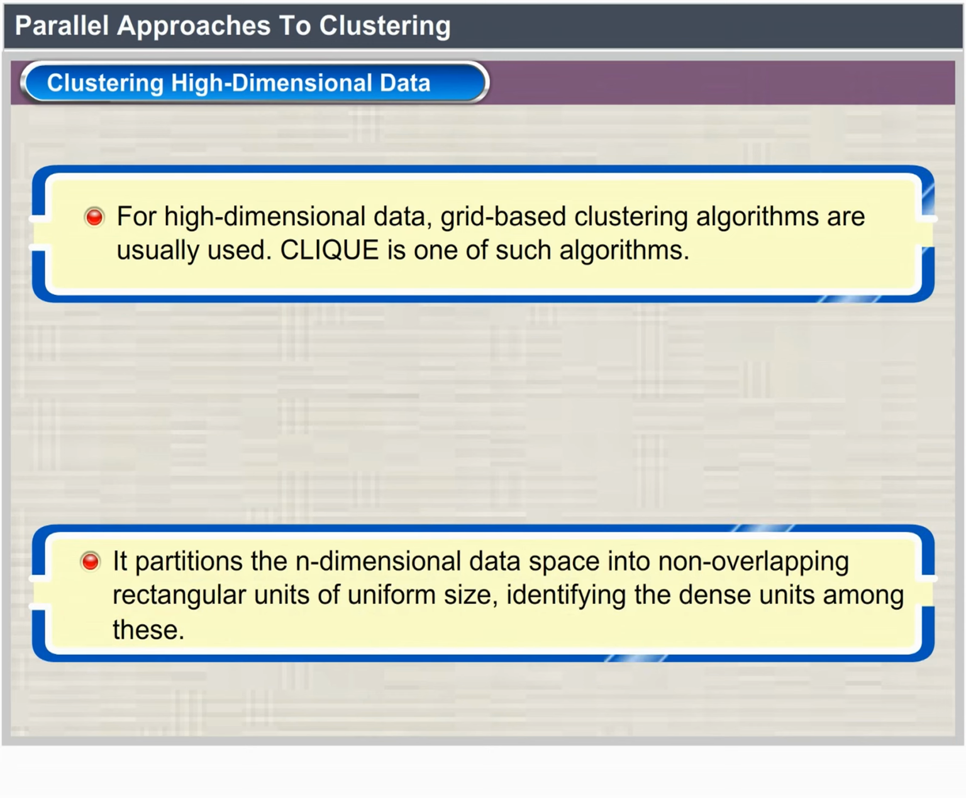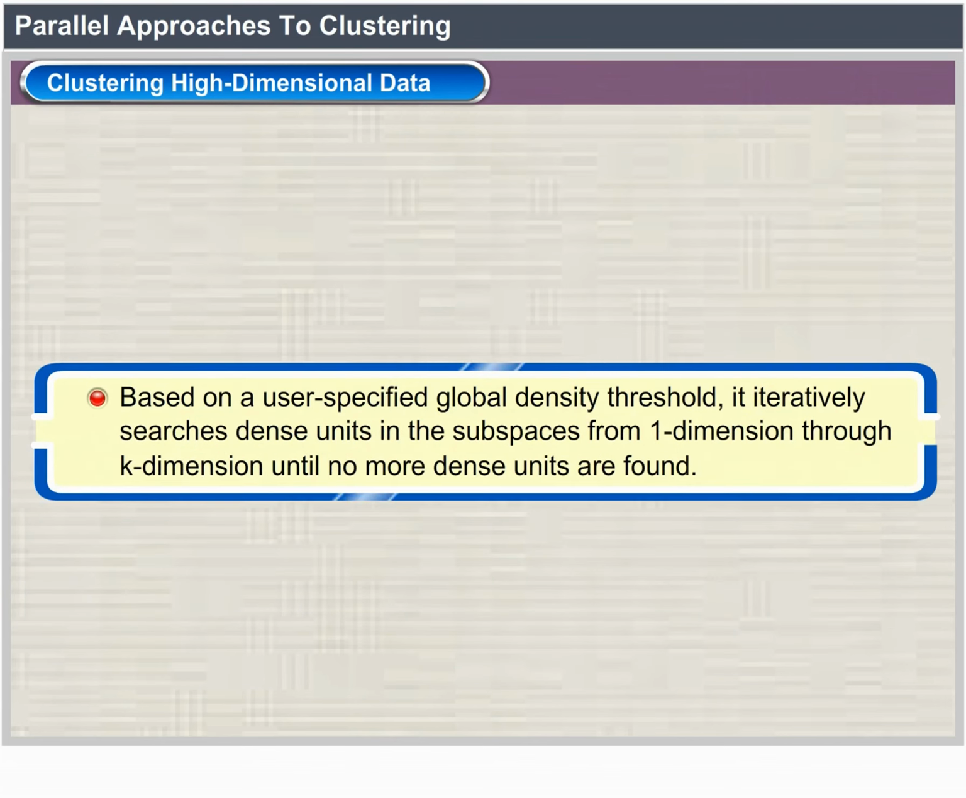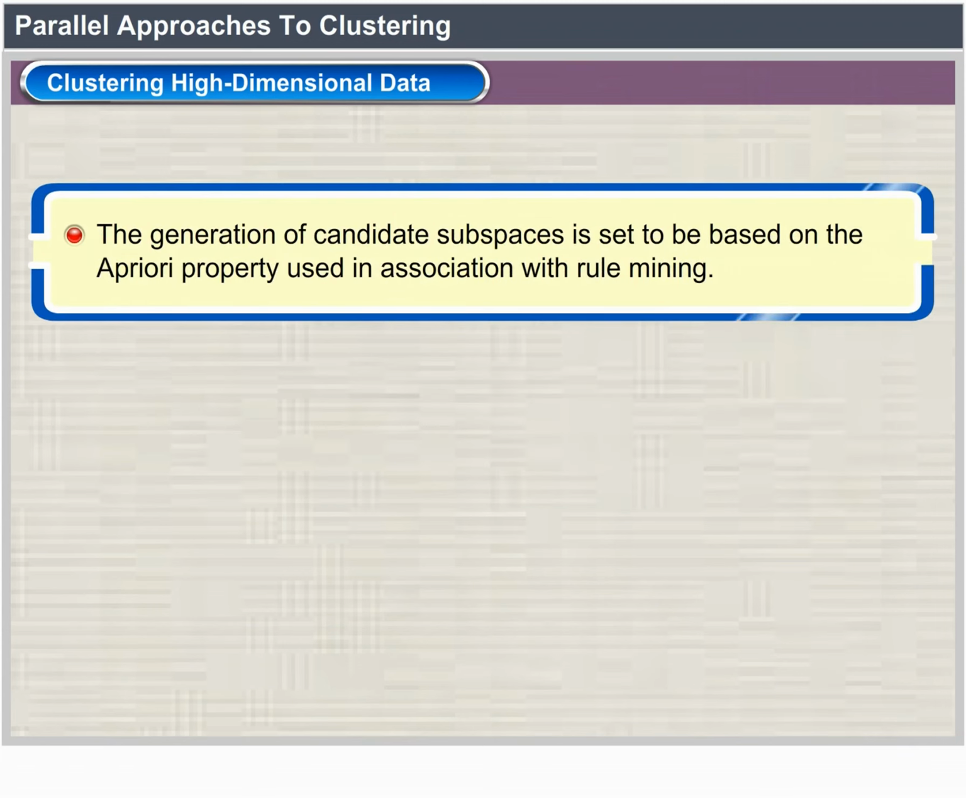Based on a user-specified global density threshold, it iteratively searches dense units in the subspaces from one dimension through k dimension until no more dense units are found. The generation of candidate subspaces is based on the a priori property used in association rule mining. The dense units are then examined to form clusters.